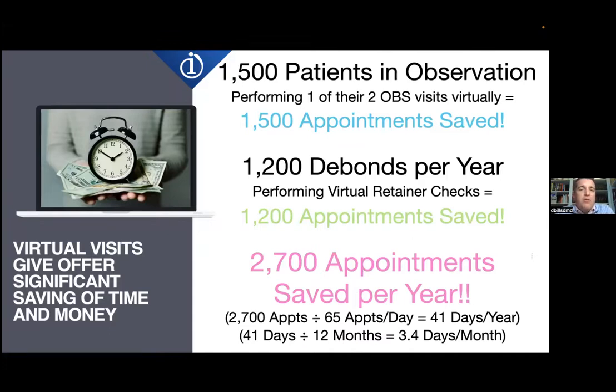If you want to do the math, 2,700 appointments divided by, we see on average 65 patients a day, we're saving 41 days of work per year. If we take 41 days divided by 12 months, that's over 3 days every single month that we can save appointment-wise. And to me, that's time that I could spend with my wife, with my daughter, on the golf course, whatever it is that our hobbies are.